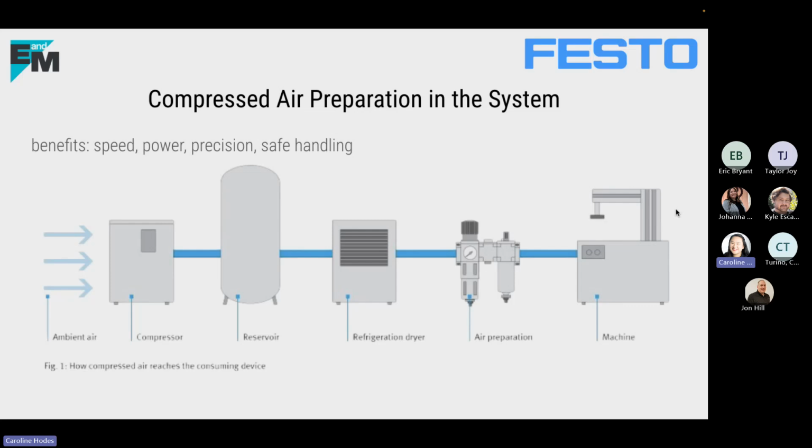There are quite a few benefits to compressed air prep within a system. The main benefits are that compressed air provides speed, power, precision, and safe handling. That looks like the graphic here: you start with ambient air that flows through a compressor, then a reservoir, then a refrigeration dryer, and then through our air prep unit, which is what we're talking about today. Finally, once that air goes through the air prep unit, it can be used on the machine.